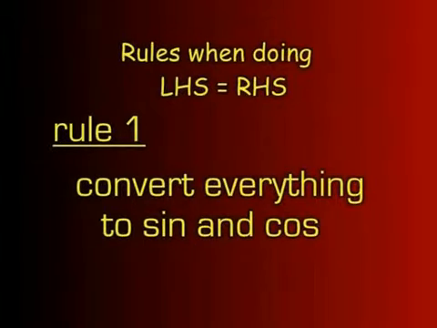We are now going to look at solving identities, or rather proving that the left hand side is equal to the right hand side. There are 3 rules that I want you to follow when doing these type of calculations. The first rule is convert everything to sine and cos. Specifically, look at tan. Take all of your tans that are in your equation and convert it to sine over cos.